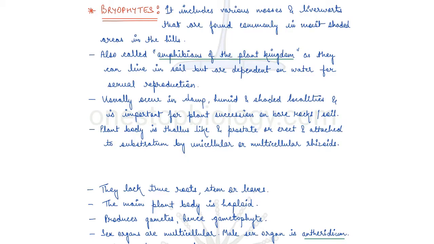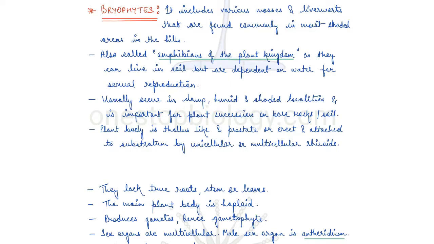Usually they occur in damp, humid and shaded localities, and they are very important for plant succession on rocks or soil. On bare rocks or soil, they play a very important role in plant succession.